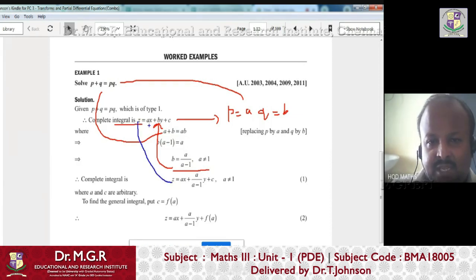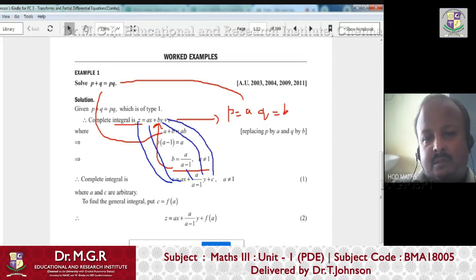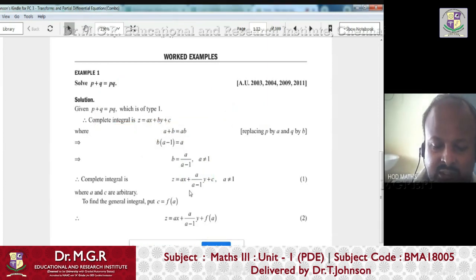In place of ax, ax is there. But in place of by, in place of b, we substitute a by a minus 1 and we put y and then we put c. So now if you see in the final one, z equals ax plus a by a minus 1 y plus c, we have two independent variables x and y and two arbitrary constants a and c.